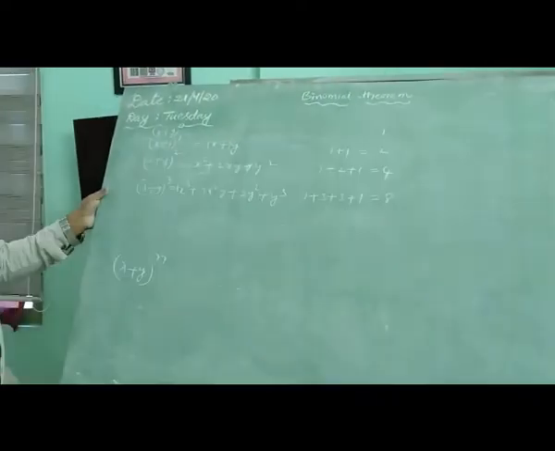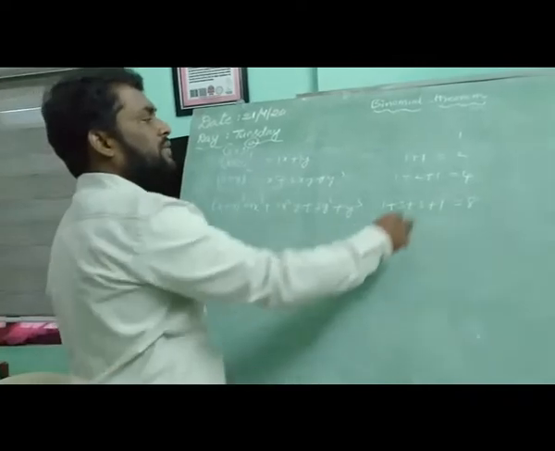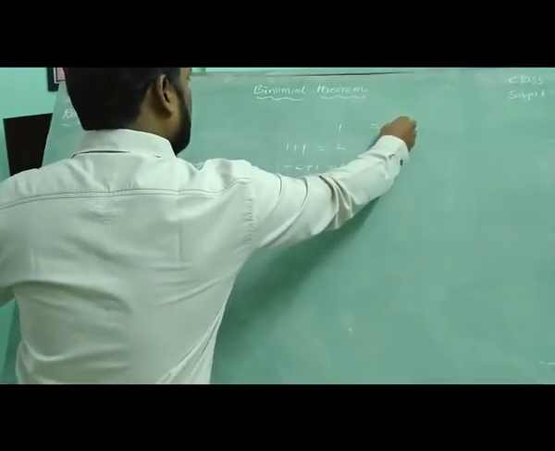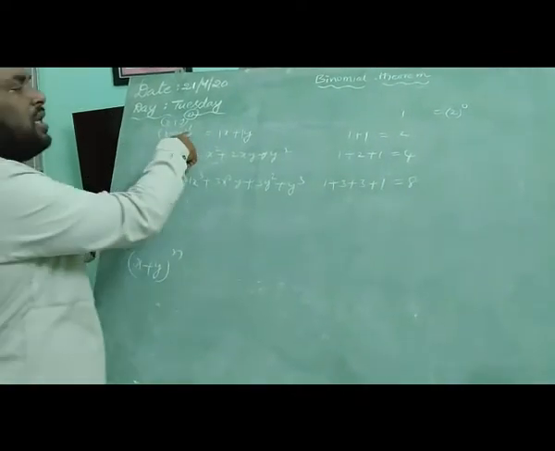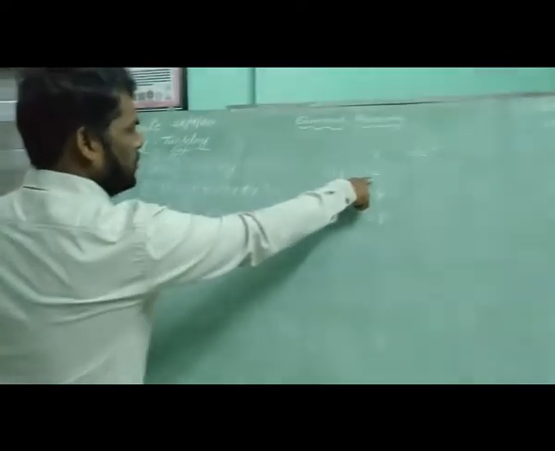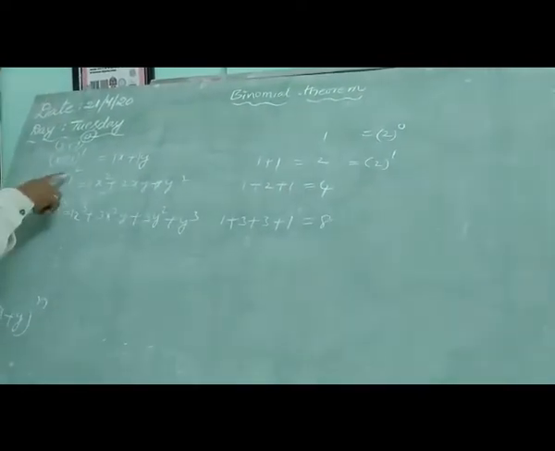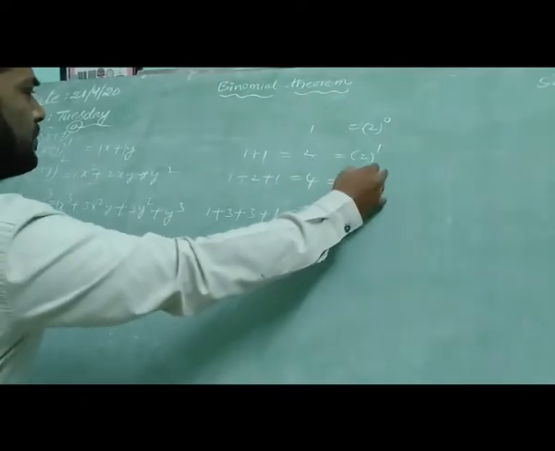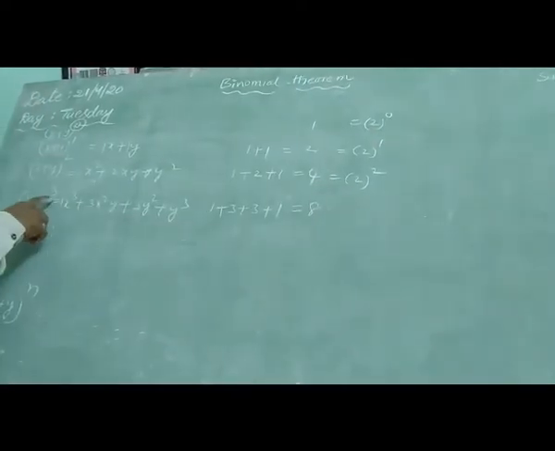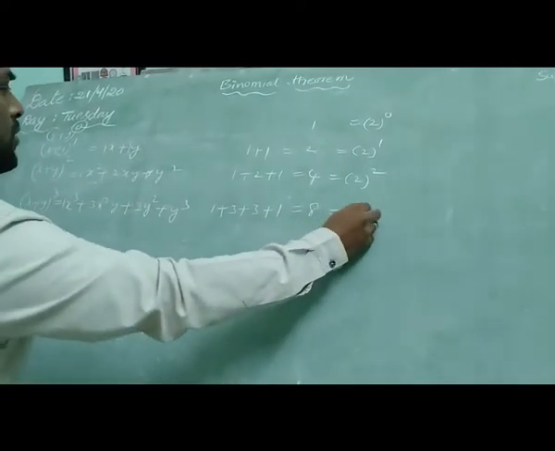So you can generalize here. If the exponent is 0, the sum of the coefficients is 1. It can be written as 2 power 0. If the exponent is 1, the sum of the coefficients is 2. It can be written as 2 power 1. If the exponent is 2, the sum is 4, which is 2 square. If the exponent is 3, the sum is 8, which is 2 cube.